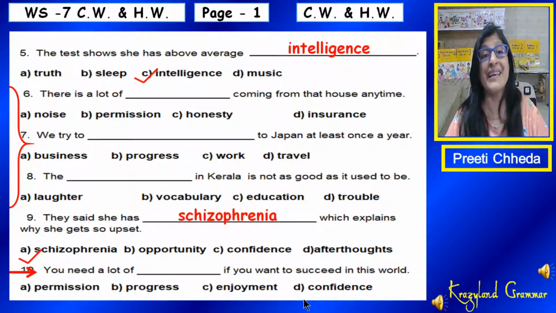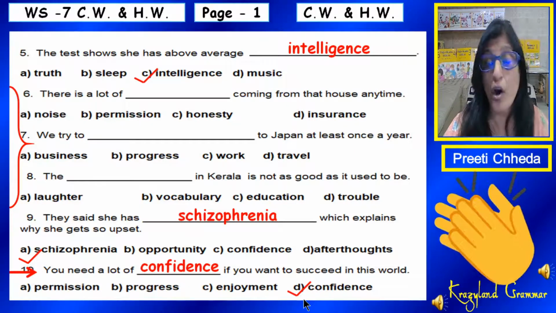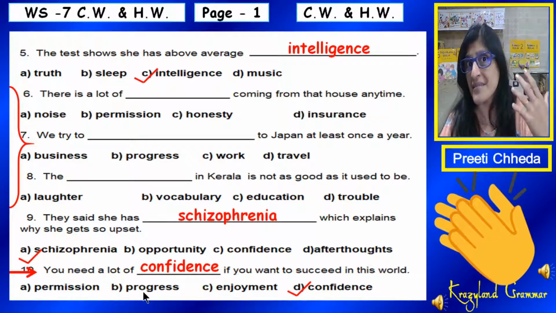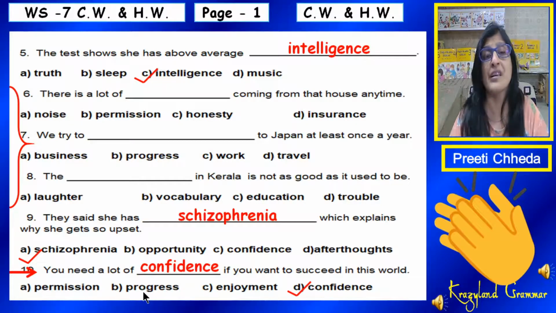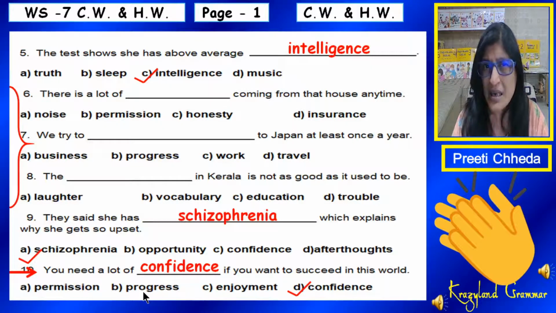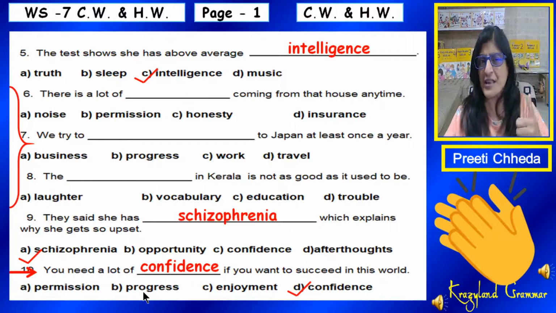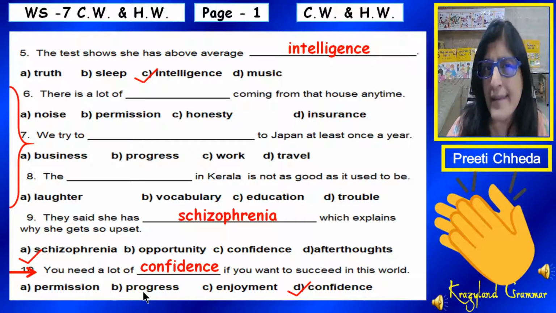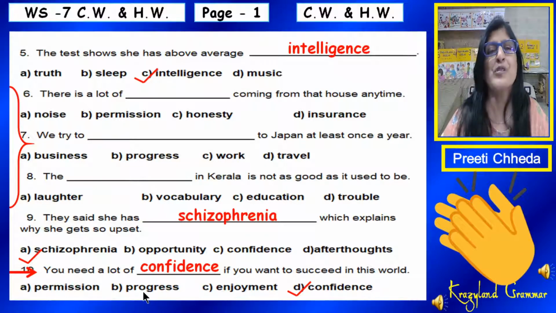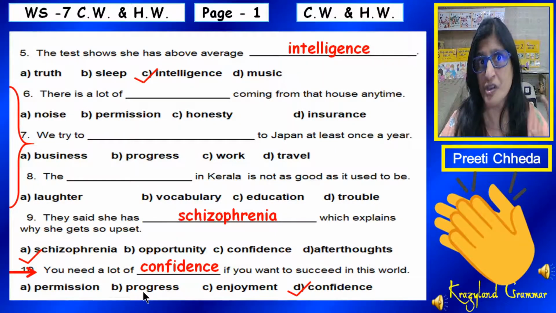Okay, and the answer is, yes, the answer is confidence. You need a lot of confidence if you want to succeed in this world. Or you can also say you need a lot of progress, but progress can be achieved only if you have confidence. If you don't have confidence in you, you cannot achieve progress. So correct, my answer is confidence. So if you have confidence, you can do it. So how many of you could do 9th and 10th correct? So 9th and 10th, the new word schizophrenia.